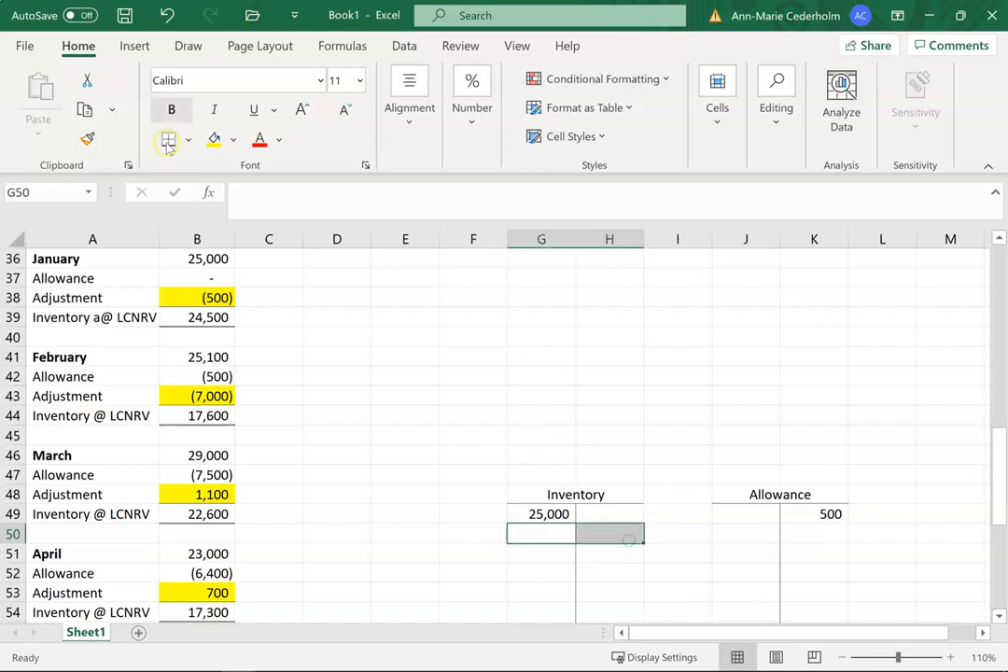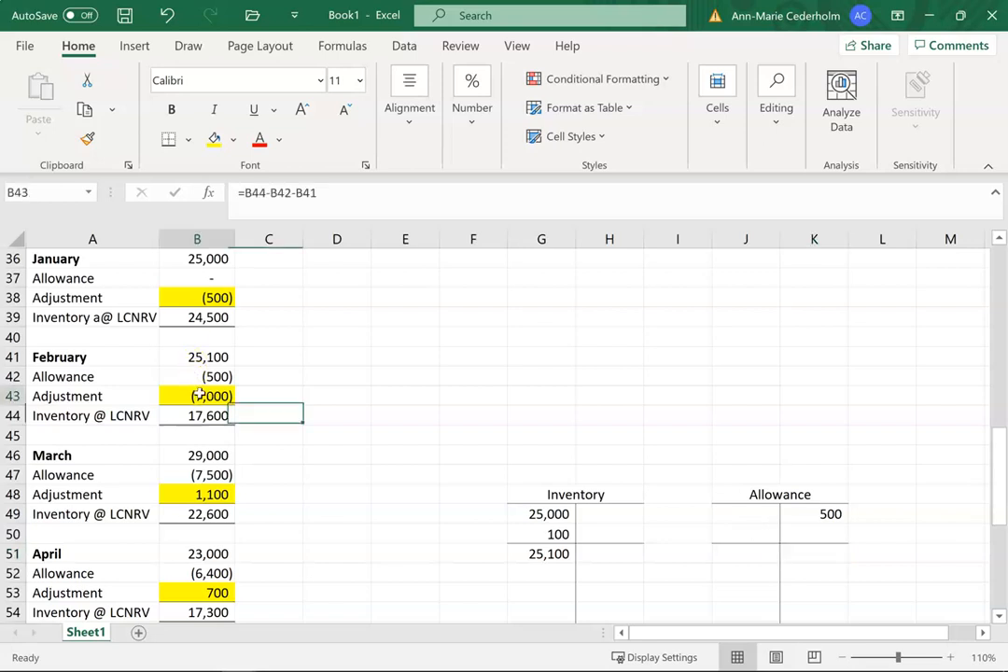So a bunch of transactions happened throughout February. So then my balance in February is 25,100. So I just want to remind you that we don't do a journal entry for this $100 just because a whole bunch of journal entries would have happened between January and February from purchasing and selling. So we're at the 25,100, but I just want to let you know that there's still a balance of 500 in that allowance account. And what we want is for it to be sitting at 7,500.